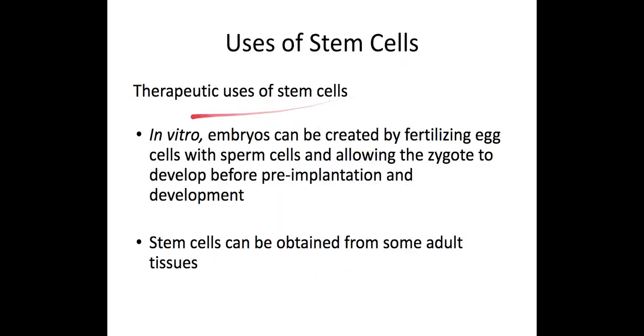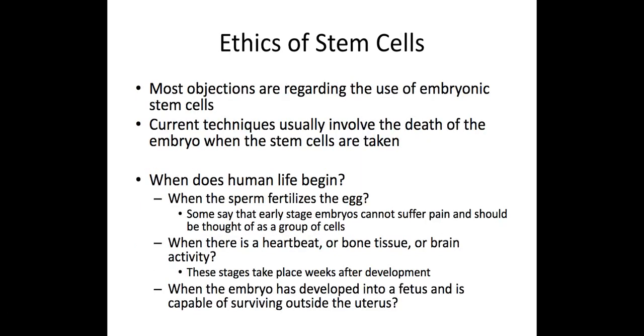Uses of stem cells. Therapeutic uses of stem cells include in vitro processes, in which embryos can be created by fertilizing an egg cell with sperm cells, and allowing the zygote to develop before pre-implantation and development. That's one way of extracting stem cells, and another way is obtaining them from the tissues in which some adult stem cells can exist.